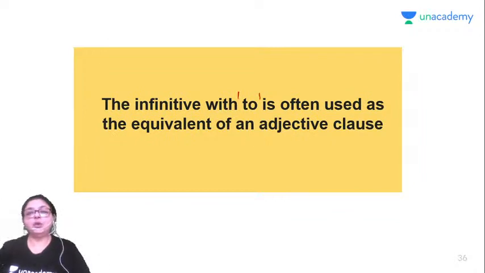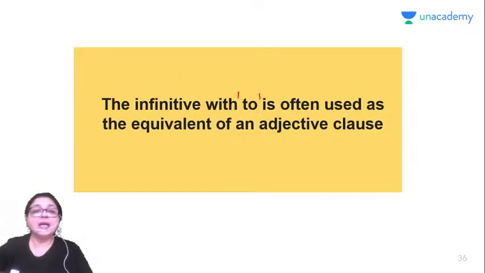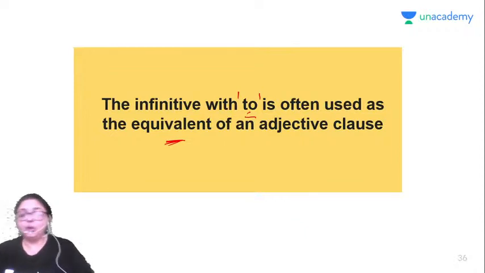It is often used as the equivalent of an adjective clause. Yes, these are a few rules coming up for grammar, which becomes very easy once we start solving the examples and we put the best, most appropriate word. So, okay, now: give me some food which I may eat. The infinitive with to, as I said, is often used as the equivalent, just equal to, the adjective clause.